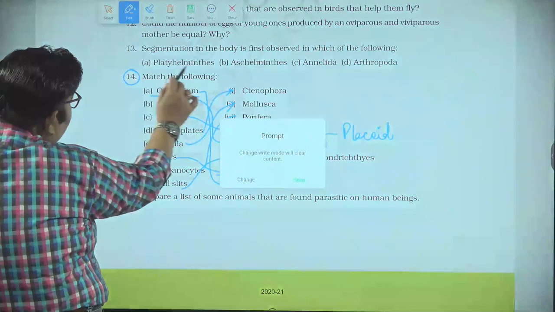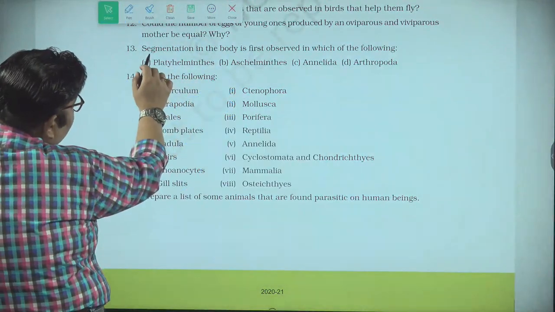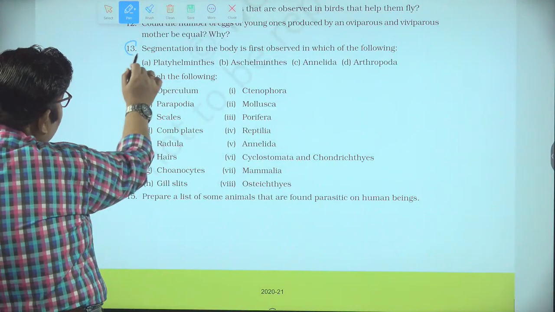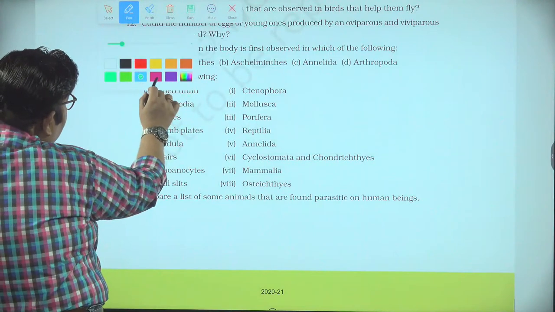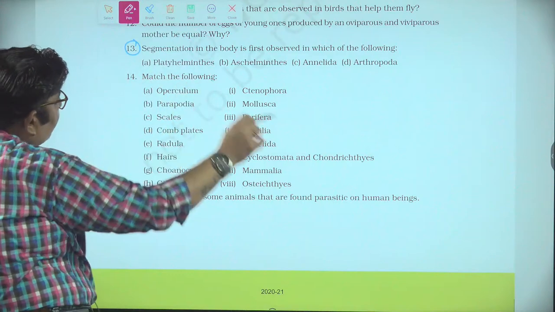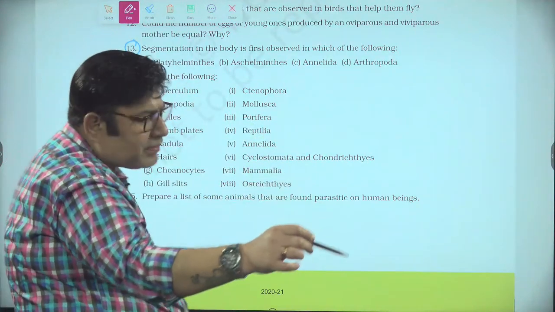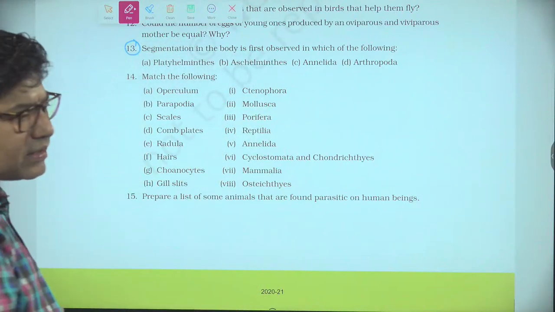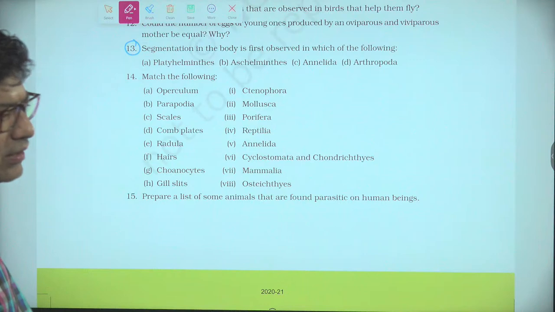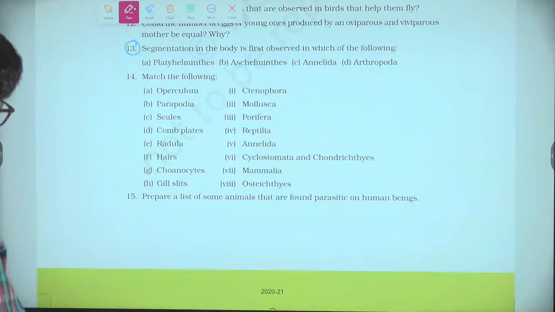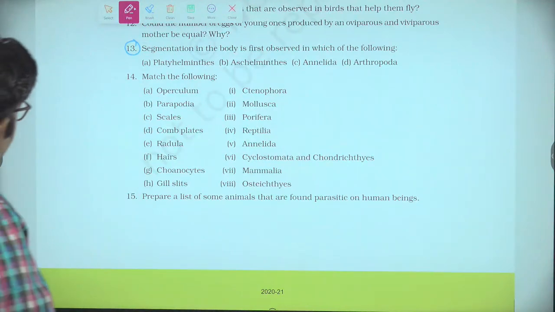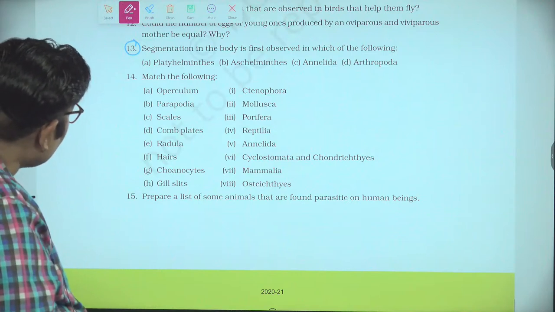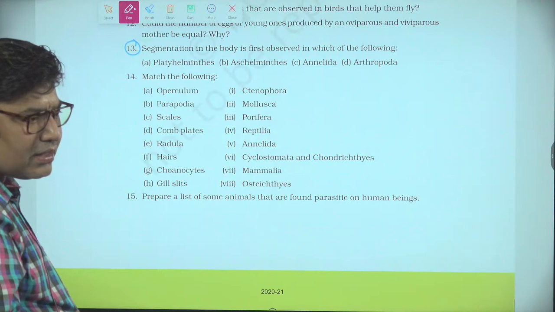Then segmentation in the body is first observed in which of the following? This question is an easy cake for all of you. You can answer A, B, C, D. Please, question number 14. Let me check. It is very, very easy. Segmentation in the body is first observed in which of the following? And the answer is, come on, what happened?